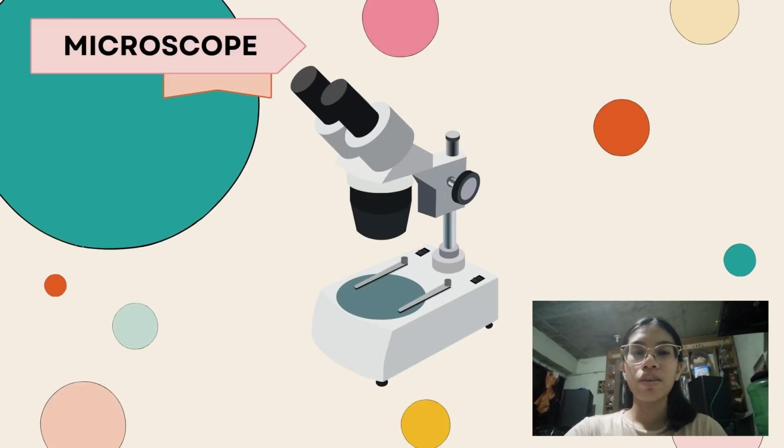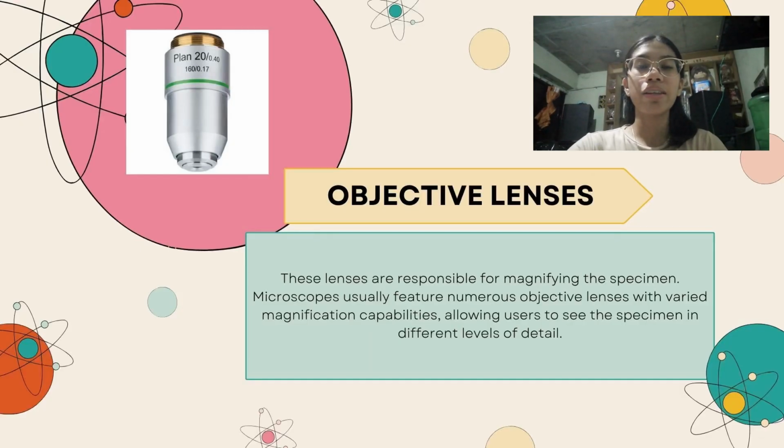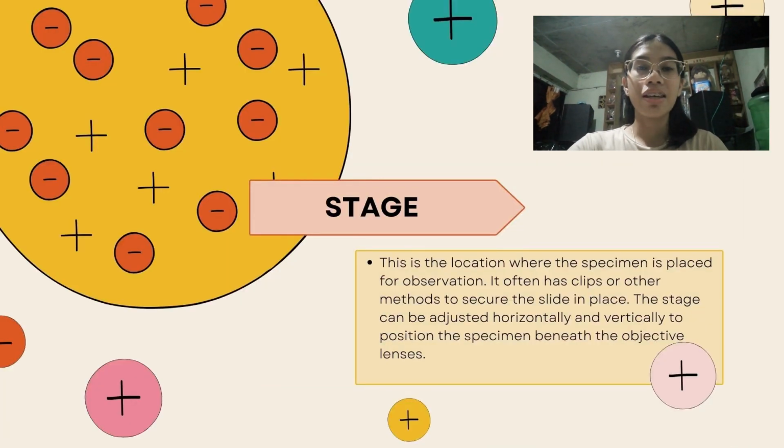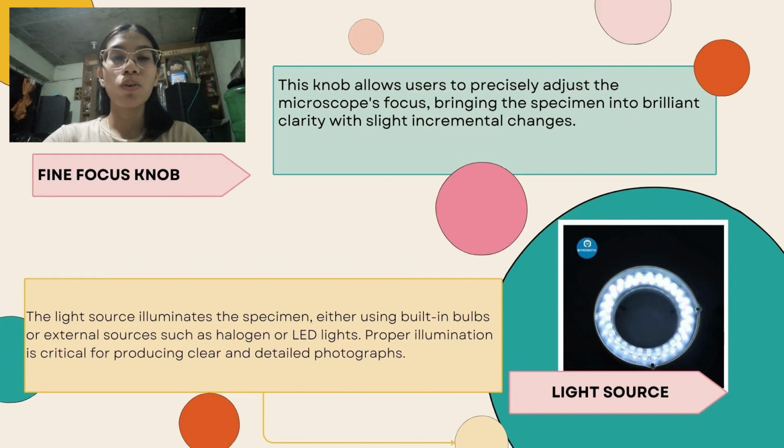For the pre-lab discussion, let us familiarize the parts of the microscope. The first one is the objective lenses that magnify the specimen. Next is the stage, or a platform where the specimen is placed for observation. Next is the fine focus knobs that adjust the focus of the image by moving the lenses up and down. The illuminator, or the light source, that shines light through the specimen.